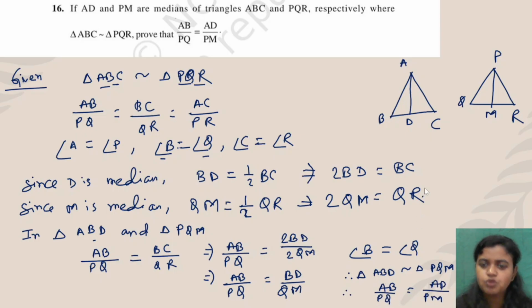Since we have proved triangles ABD and PQM similar, all the sides should be proportional. So AB by PQ equals AD by PM. This is proved.